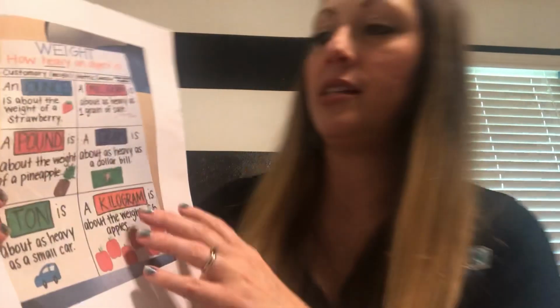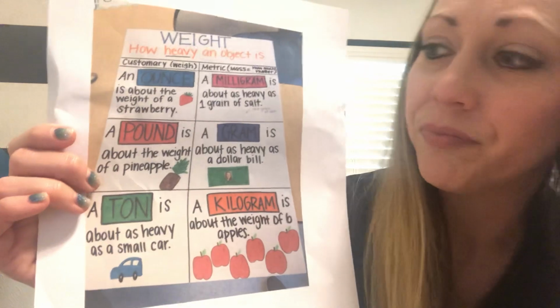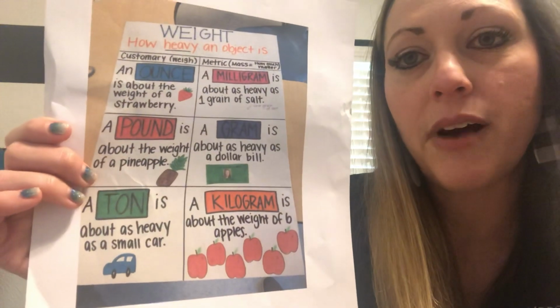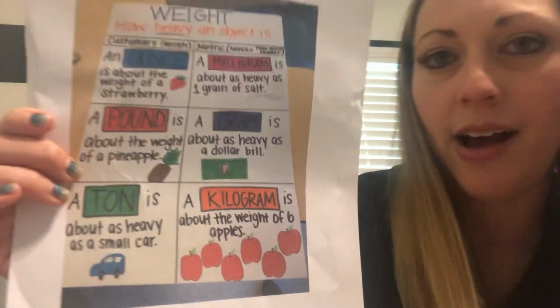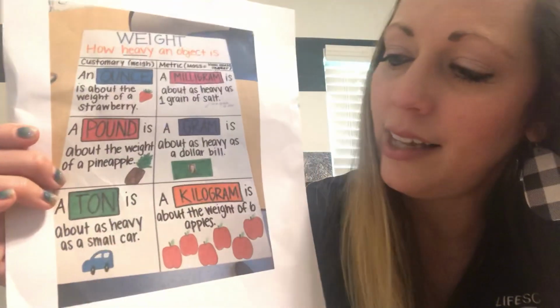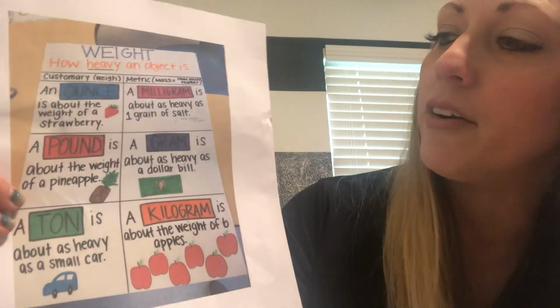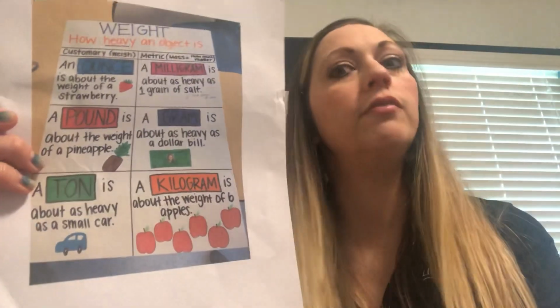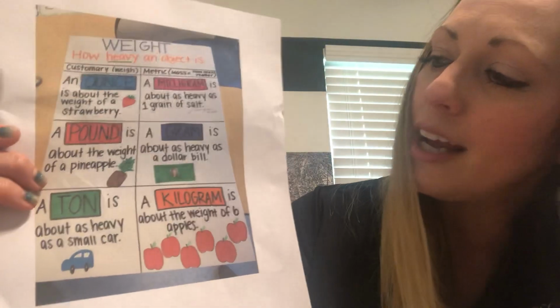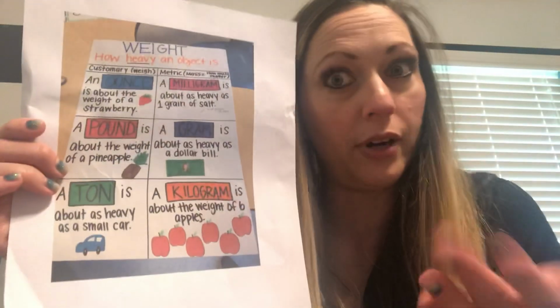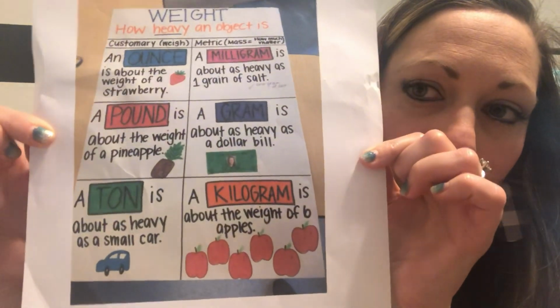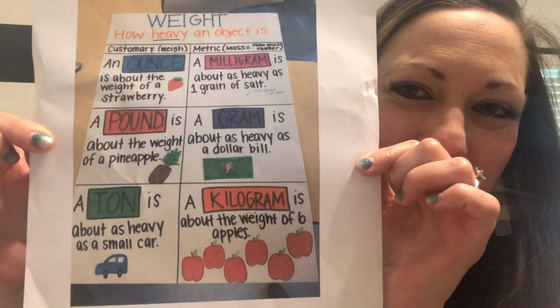And so what we have here, once again, we have our customary and our metric on our little mini anchor chart. So we have an ounce, and it's about as heavy as a strawberry. We have a pound, and it's about as heavy as a pineapple. A ton is as heavy as a small car. And then looking over here at metric, a milligram is about as heavy as 1 grain of salt, so very, very, very light. A gram is about as heavy as a dollar bill, so that's still pretty light too, right guys? And a kilogram is about the weight of 6 apples. So now I'm going to pause here so you can take some notes. And you can push pause.